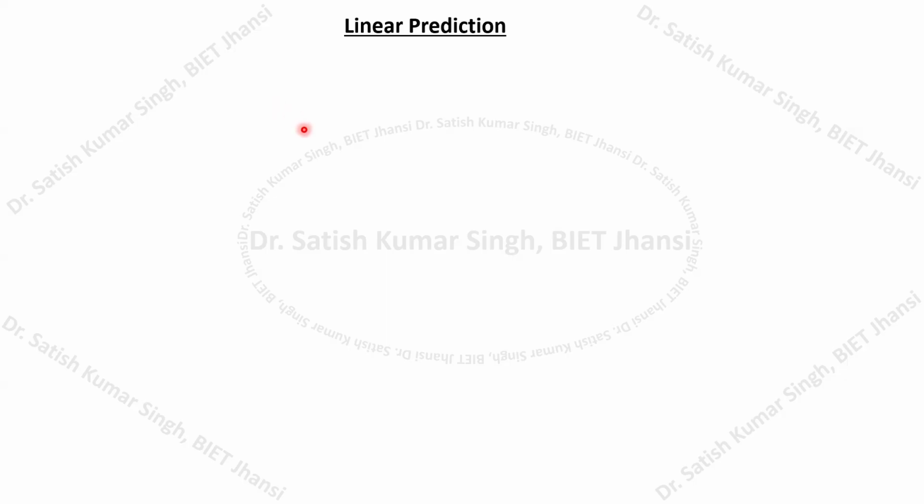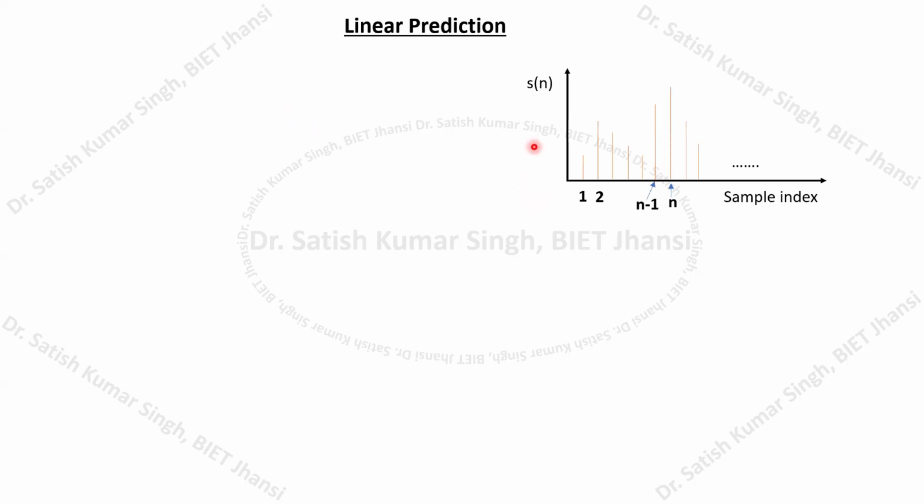Now let's consider this speech sequence S[n], which has a certain number of samples. Here I have marked the sample index, like sample number 1, 2, 3. Here I have marked the nth sample. The sample before this nth sample is the n minus 1 sample. Similarly, the sample next to n will be the n plus 1 sample, and so on.